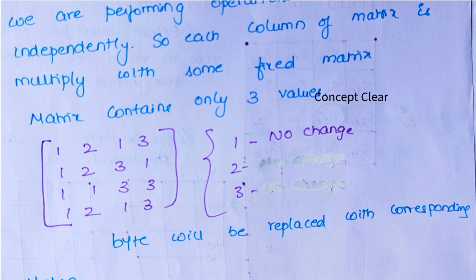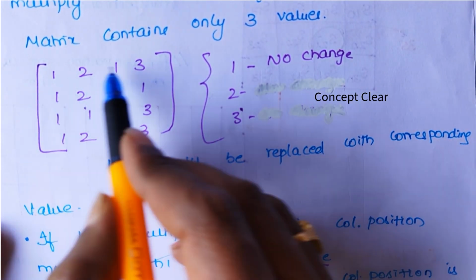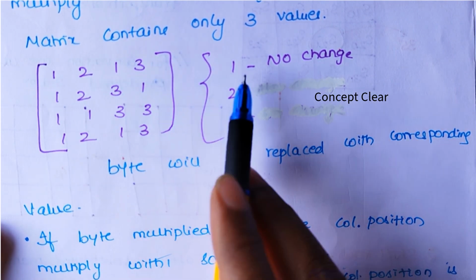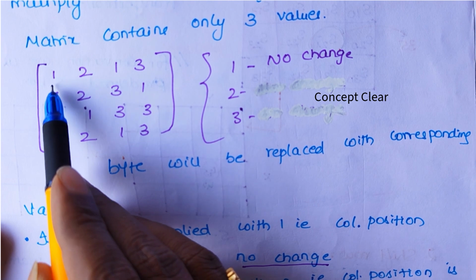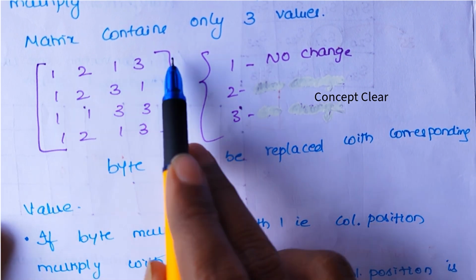It means that in each and every column we have to perform the operations separately. For example, here I am taking matrix values, which are random values. Only three values. If it is the first row, there is no change. In the first one, there is no change.